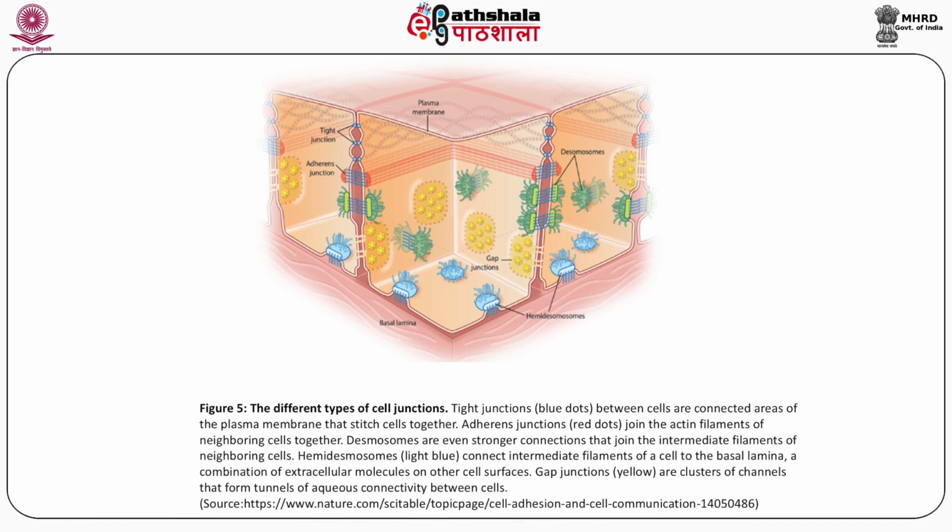Tight junctions, adherens junctions, desmosomes and gap junctions are shown bridging the gap between the plasma membrane of the central cell and the plasma membranes of its two nearby cells. Hemidesmosomes are shown between the plasma membrane of each of the three cells and the basal lamina below them.